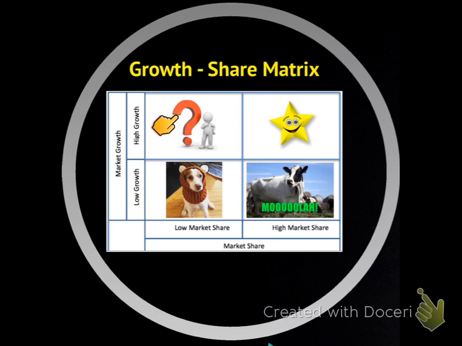If you're here and you're in a high growth market but you don't have market share, and then all of a sudden it becomes a low growth market, that's what we would call a dog. That's a market you definitely need to leave. You don't really want to spend any money on a low growth market when you have low market share. And it's really hard to move from a dog to a cash cow because the returns are not going to necessarily be there. So that's the growth share matrix, and that's something you're going to really need to consider.